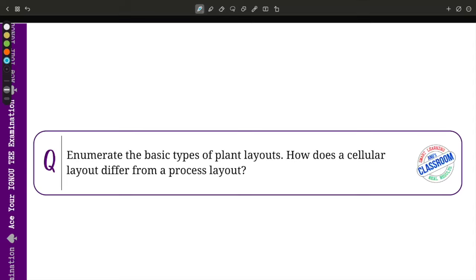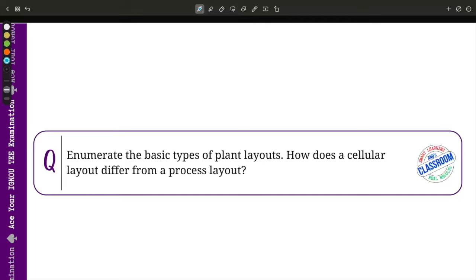Enumerate the basic types of plant layouts. How does a cellular layout differ from a process layout? So, plant layout is something that determines how resources, in the sense machines, workers, or materials, are arranged in a production facility. Now, there are many types of layouts. The basic types are process layout, which groups similar functions like machining or assembly. That is process layout. Then we have product layout.